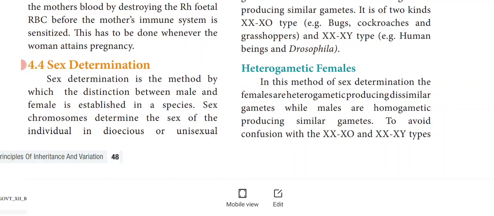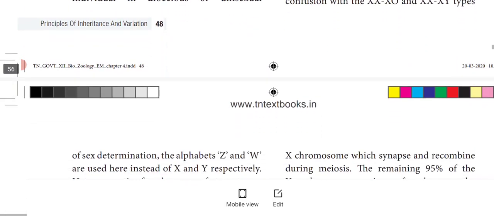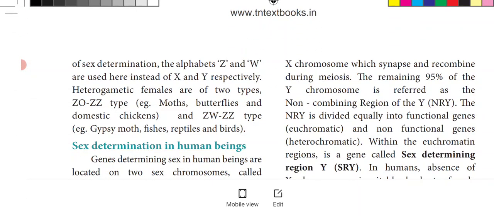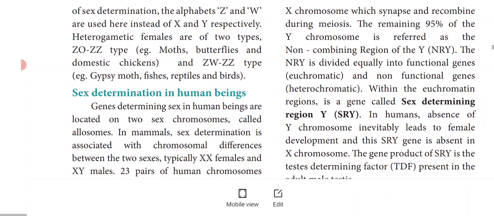Next is heterogametic females. Here the females are heterogametic, producing dissimilar gametes. To avoid confusion with the XX, XO type and XX, XY type, here we use the letters Z and W instead of X and Y. The heterogametic females are of two types: ZO, ZZ type, for example moths, butterflies and domestic chickens, and ZW, ZZ type, for example gypsy moth, fishes, reptiles and birds.